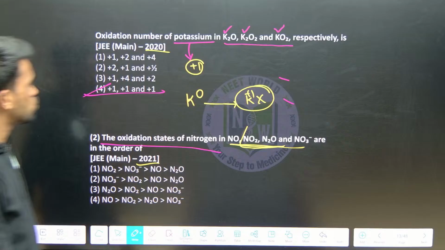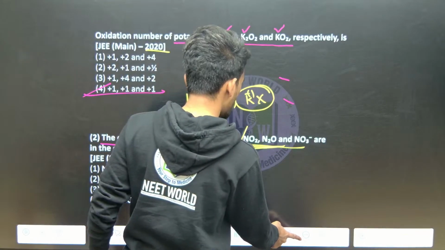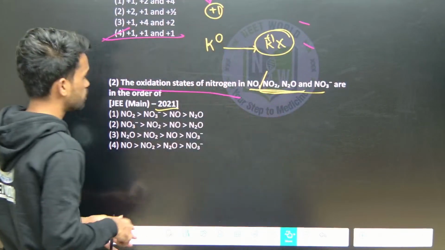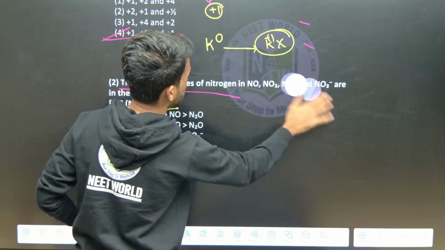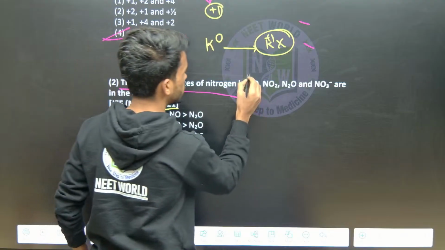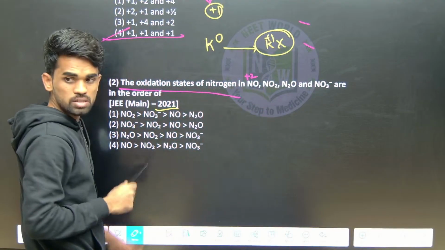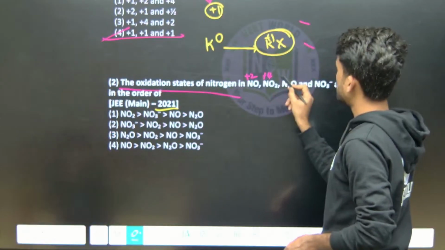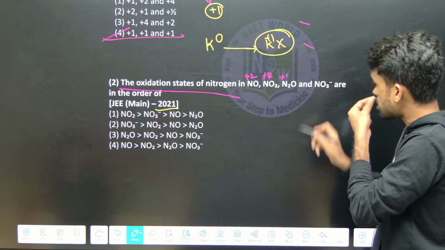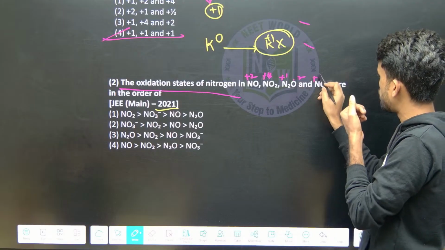Oxidation state of nitrogen in these compounds are in the order. Which order is correct here? Find here. So, one oxygen is there, we know oxygen is bivalent or divalent. So, it will be plus 2 for nitrogen because oxygen is more electronegative. Then here it is plus 4 for nitrogen and here it is plus 1 for nitrogen because oxygen is minus 2 and here plus 5 for nitrogen.